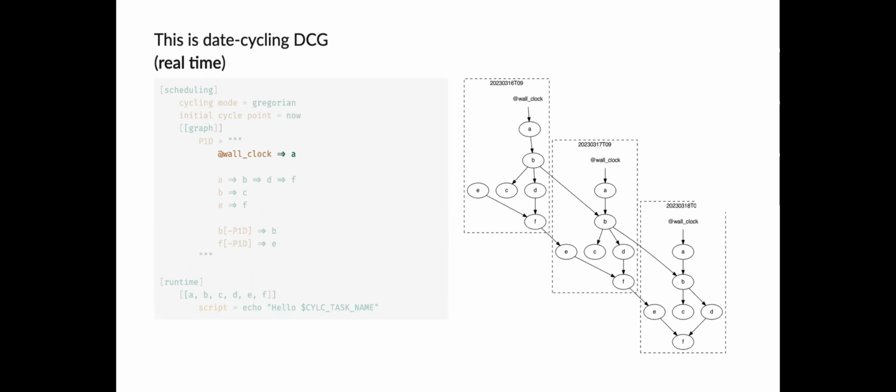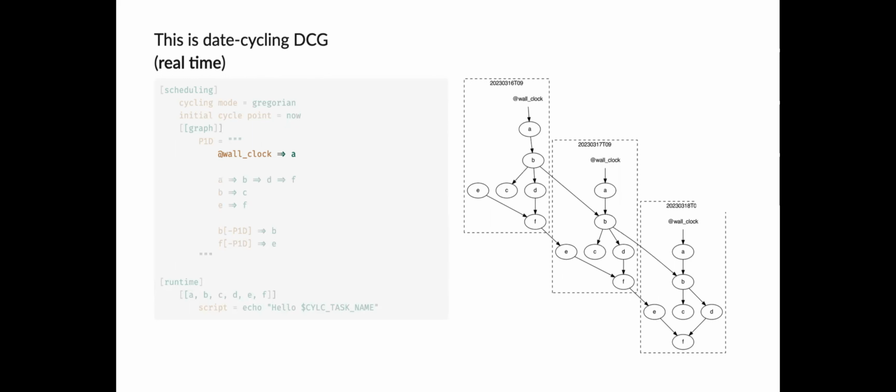We would add a dependency on wall clock to the first task in each cycle. Wall clock refers to the real time. It's a pseudo dependency built into Cylc. So now we have a workflow which would be suitable for a real-time monitoring system.